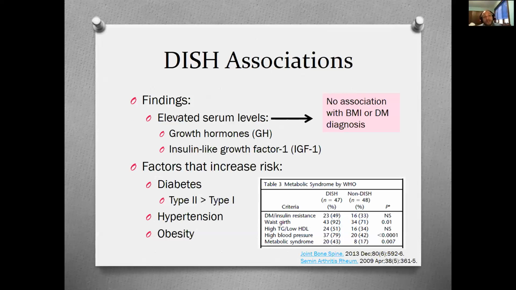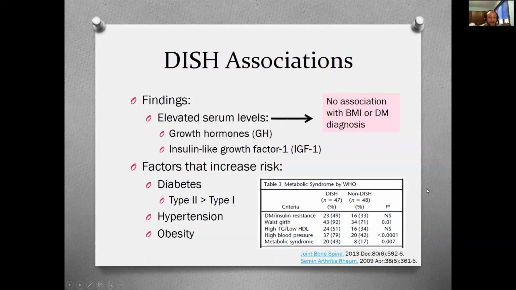Now, whether the growth hormone and IGF-1 led to DISH or the opposite, the DISH led to these, you can't really say, but we have found that these levels are increased in patients that have DISH. And as I mentioned before, some of the risk factors that increase DISH, so diabetes is one of them, and then type 2 more often than type 1. And then we have hypertension. So hypertension and diabetes go hand in hand, but patients that have hypertension are also at that increased risk for development of DISH, and then obesity as well.